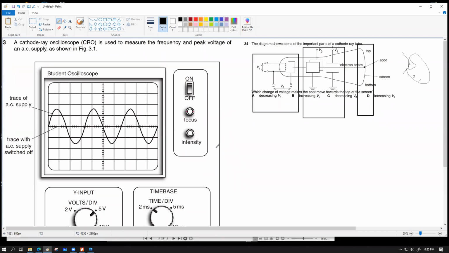So we have an on or off switch. You do understand what the purpose of that is? It gets silly. That's the power switch. Then we have focus and intensity.